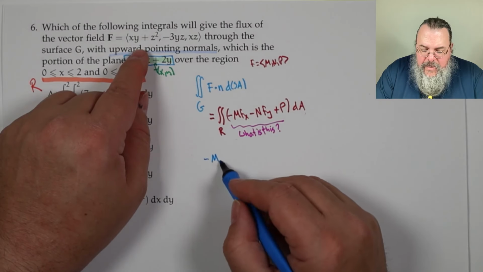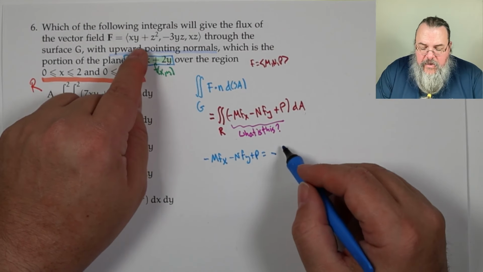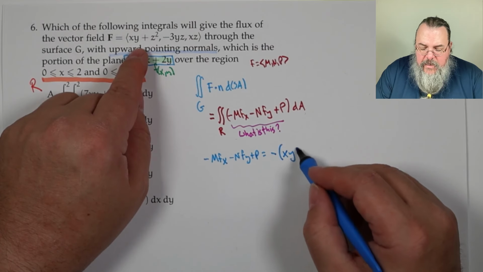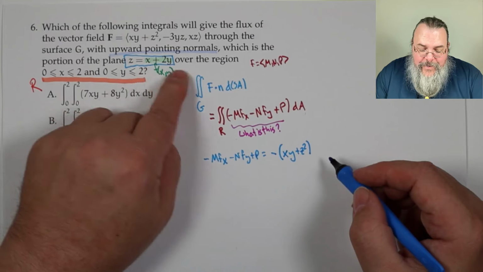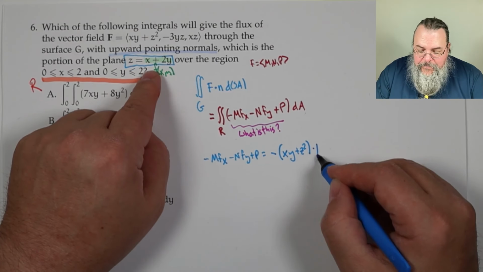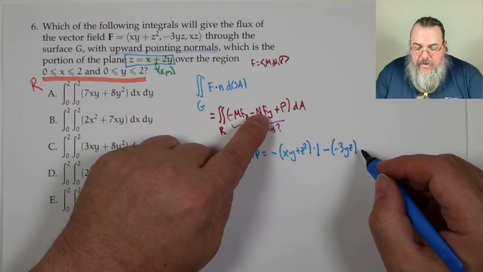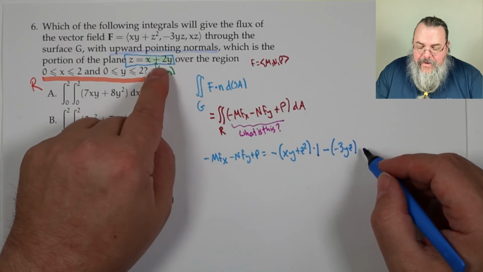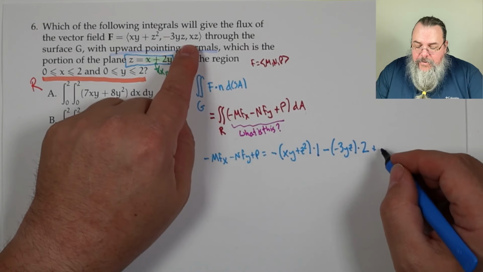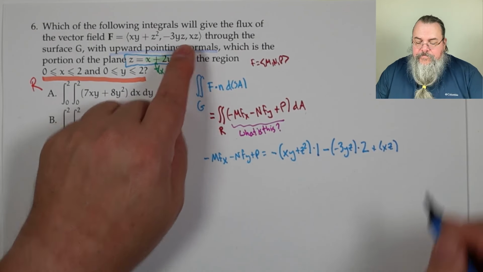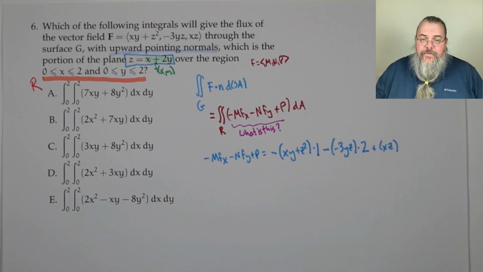So minus m f_x minus n f_y plus p is minus, and I'm just going to do it literally right now, xy plus z squared f sub x. So what's the derivative of this function with respect to x? 1. Minus n is minus 3yz times f sub y. What is f sub y? Derivative of f with respect to y, 2, plus p, which is xz. Okay, now that's none of these because we have to replace the z's.